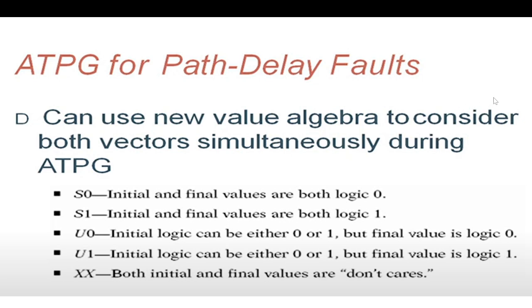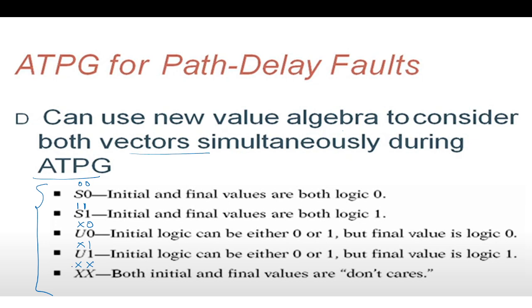Next, ATPG for path delay faults. We use a new value algebra to consider both vectors simultaneously during the ATPG. So now we need a different set of values, where strict 1 means both the vectors are 1, strict 0 means both the vectors are 0, and a relaxed 0, which is a don't care 0, don't care 1, and when both the vectors are don't cares.